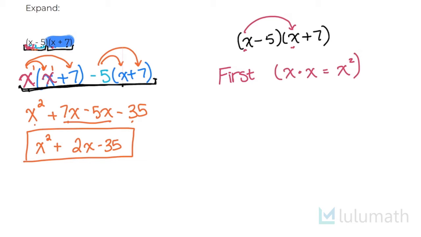Okay, then we took this x right here and we multiplied it to the 7. So it was this first x that we see here, we multiply it to the 7 here.